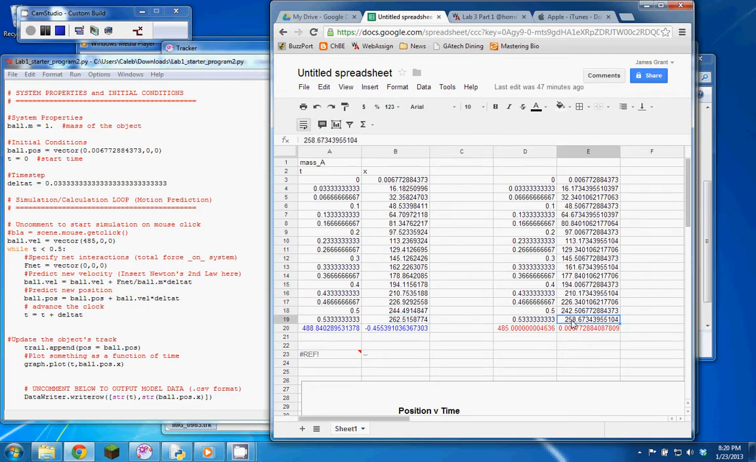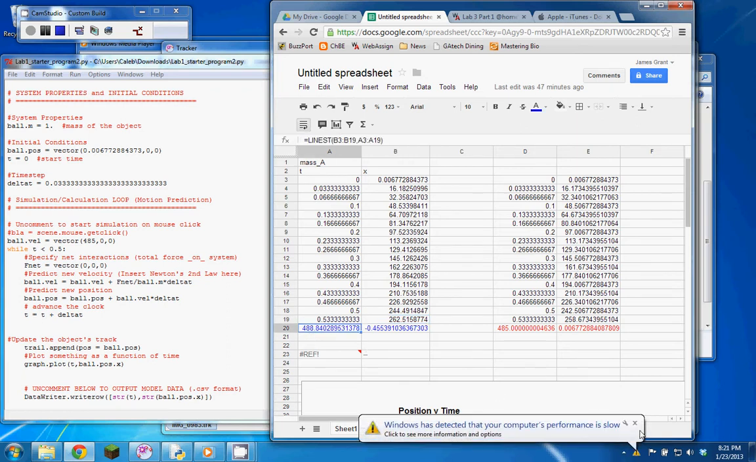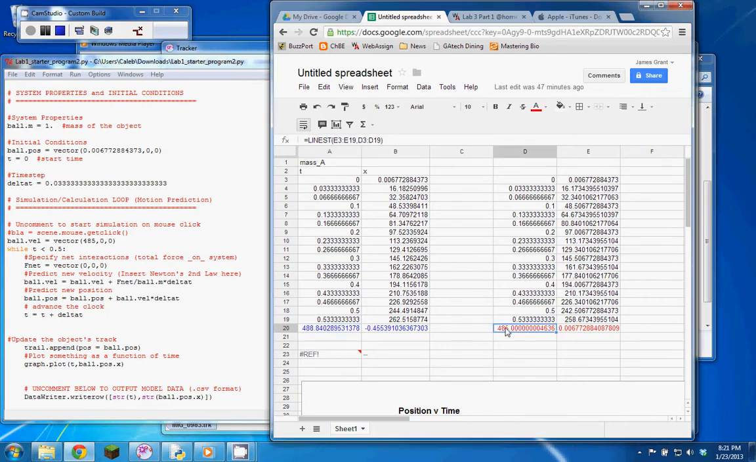The model predicts the car will end up at 258 centimeters from the origin, whereas the car actually ends up at 262 centimeters from the origin, so that's pretty good. The velocity is 488 centimeters per second for the tracker software and 485 centimeters per second for the model.